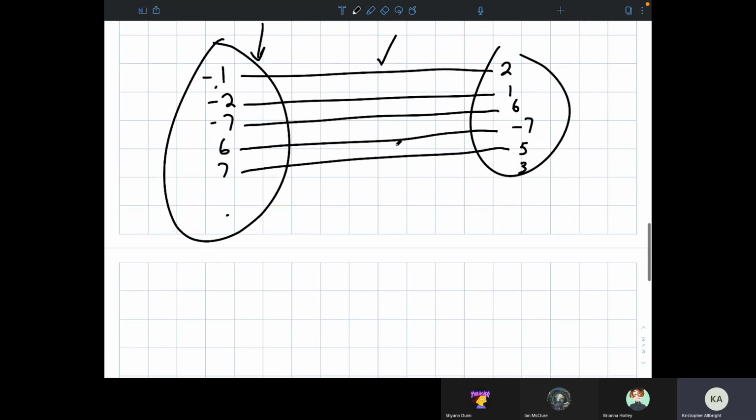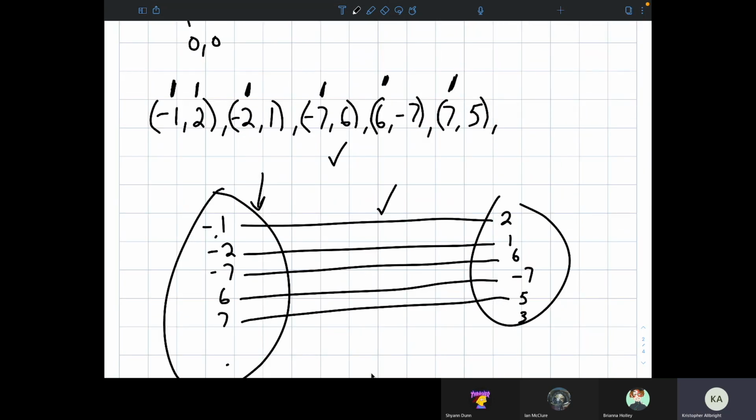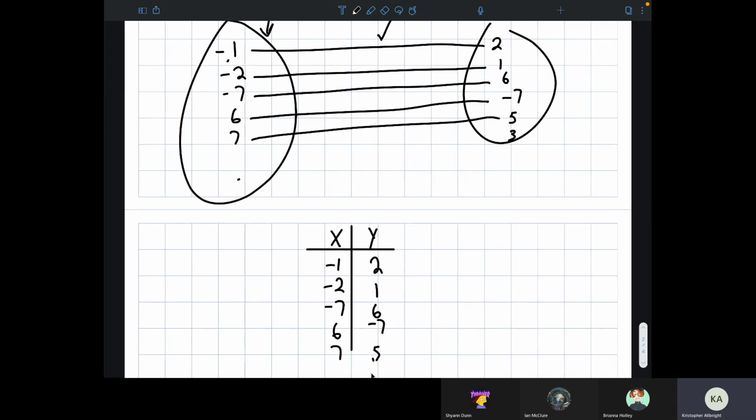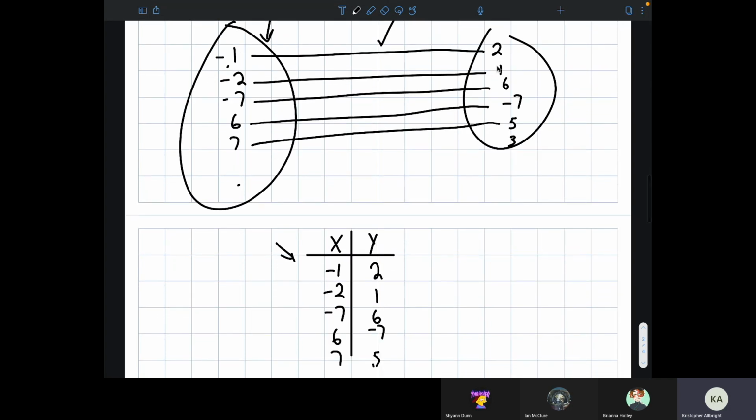Sometimes these are also represented as tables. Just the table would have a line down the middle, X, Y, and it would list all your X values over here, -7, 6, 7, and then it would list all your Y values over here, 2, 1, 6, -7, 5. And you can do this the exact same way as you would do the other ones. You're looking for repeating X values. And if you find something that repeats and maps to something else, it's not a function.